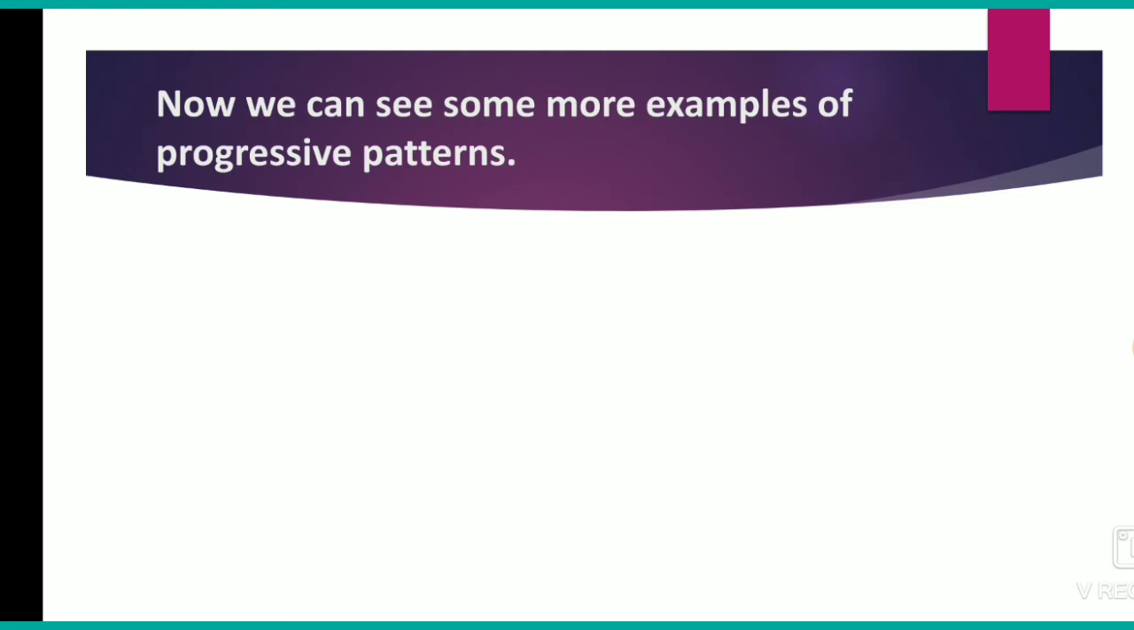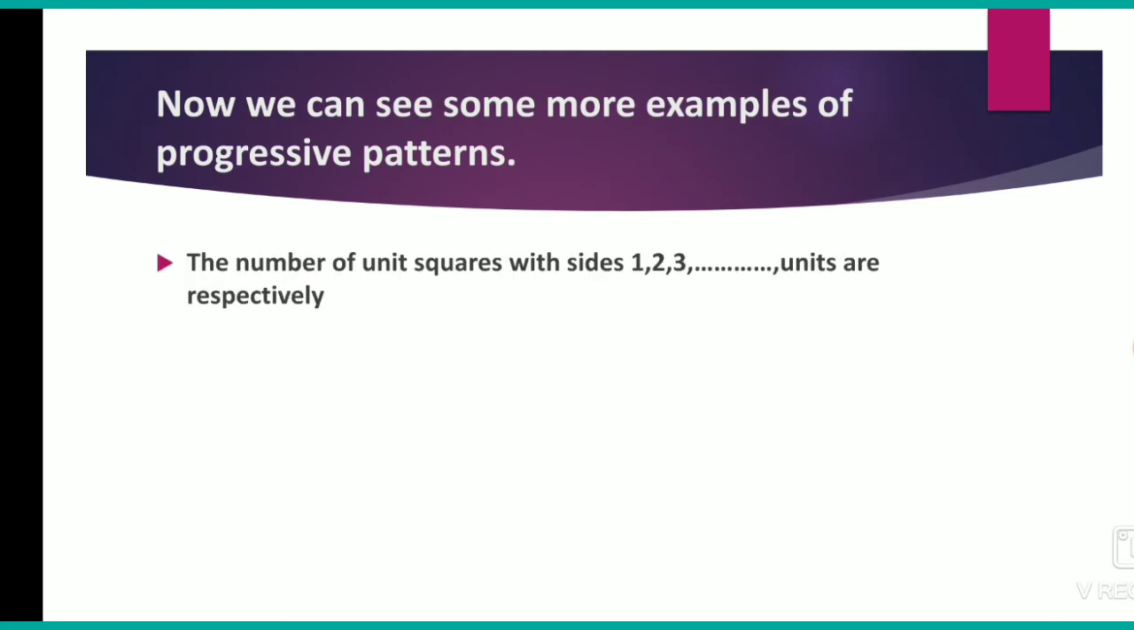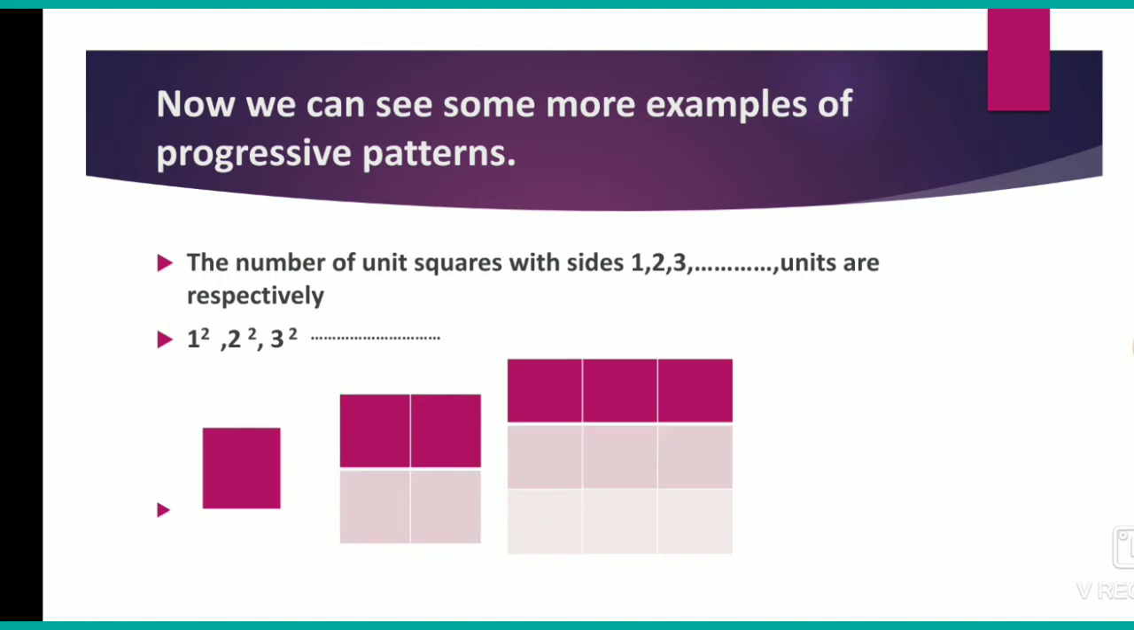Now we can see some more examples of progressive patterns. The numbers of unit squares with sides 1, 2, 3 and so on units are respectively 1 square, 2 square, 3 square and so on. Here 1, 2, 3 are the side units, and to get their squares we write 1 square, 2 square, 3 square and so on. Geometrically we can see the first one, 1 square, the second, 2 square, and the third, 3 square. Okay, this is for understanding the pattern.